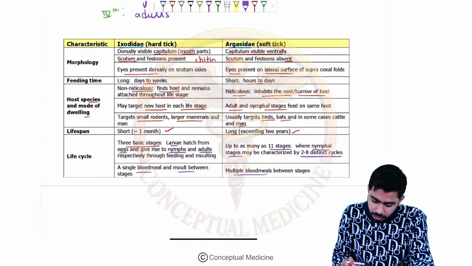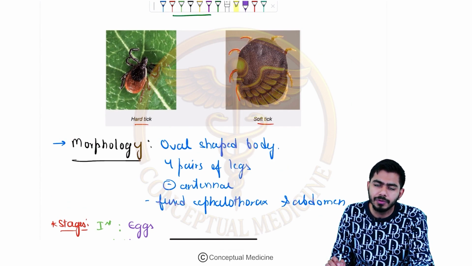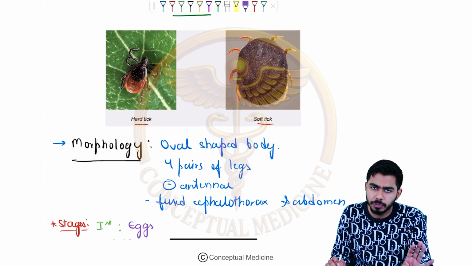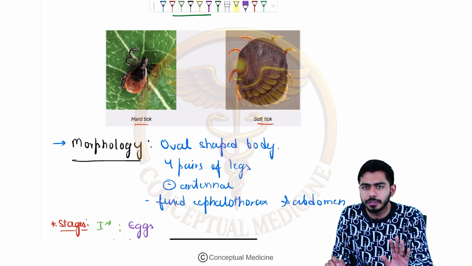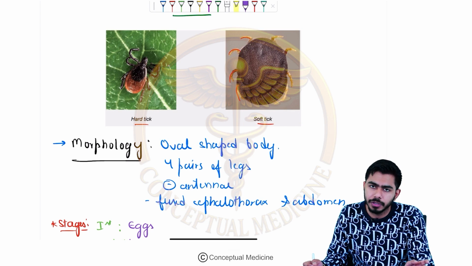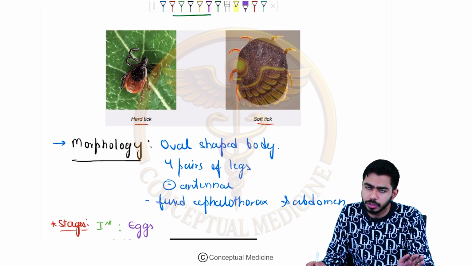So again, look at the structure of the hard tick and the soft tick. Hard tick is comparatively having the head seen over there, 4 pairs of legs are present over there, scutum or chitin layer is present over the body surface. As far as soft tick is concerned, the head is not visible, it is more ventrally, right? And eyes are more laterally. As far as soft tick is concerned, 4 pairs of legs are present over here itself, chitin layer or scutum is absent over here, right?